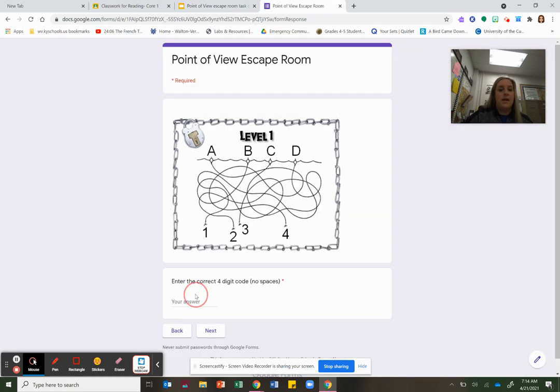I would come over here and type that 4-digit code, okay? So again, if I type 4, 2, 3, 1, and it doesn't work, then I know something's wrong. I need to double check, okay? And then there's no spaces. Then you'll be able to click next, and you'll go on to the next section, next level. It will not let you go to the next level until you have got the correct answer for this one.